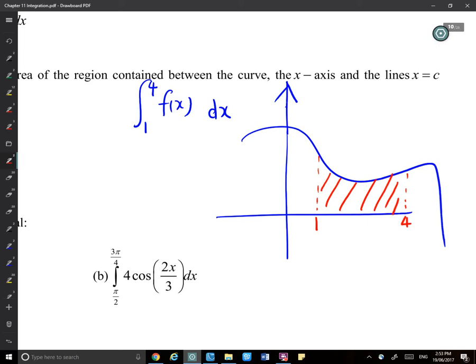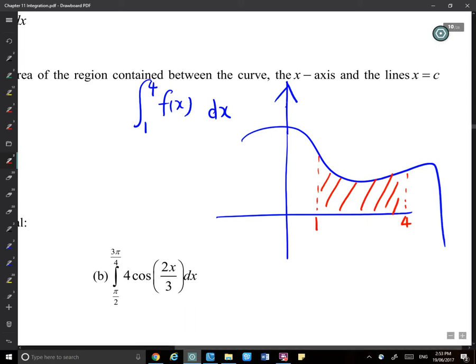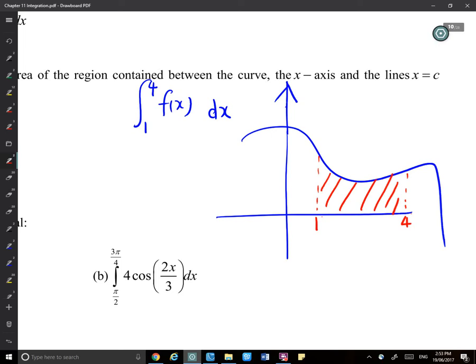If you have the original fx function, you integrate it and you have 1 and 4 on top. I'll explain what the 1 and 4 are for. If you have 1 and 4 here, you will find the area under the curve, below or above the x-axis. It's the area made by x equals 1, x equals 4, the x-axis and your actual curve. So it's finding the area under the curve.